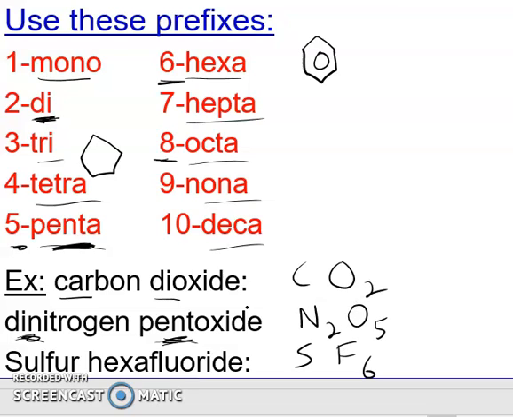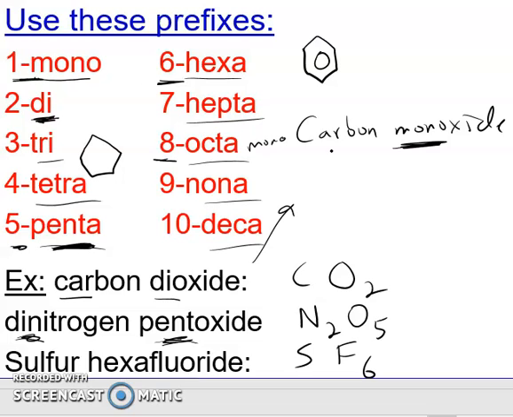So pretty simple. Incidentally, there is another one you read about, hopefully, carbon monoxide. The second element does get the prefix mono. We don't use mono for the first element. So here we don't say monocarbon monoxide. You don't use the mono for the first one, but you do use it for the second one. You don't say carbon oxide, you say carbon monoxide. So it's a little detail. So something like N2O would be dinitrogen monoxide.